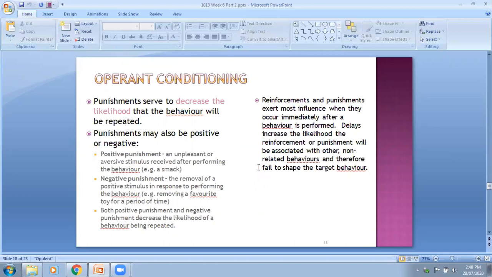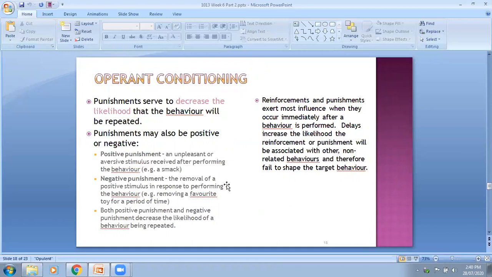All right, so punishments serve to decrease the likelihood that it will be repeated. So positive punishment can be something like if you come to class late, I give you a smack. So positive means that you give something. A smack is a punishment, so it's a positive punishment.